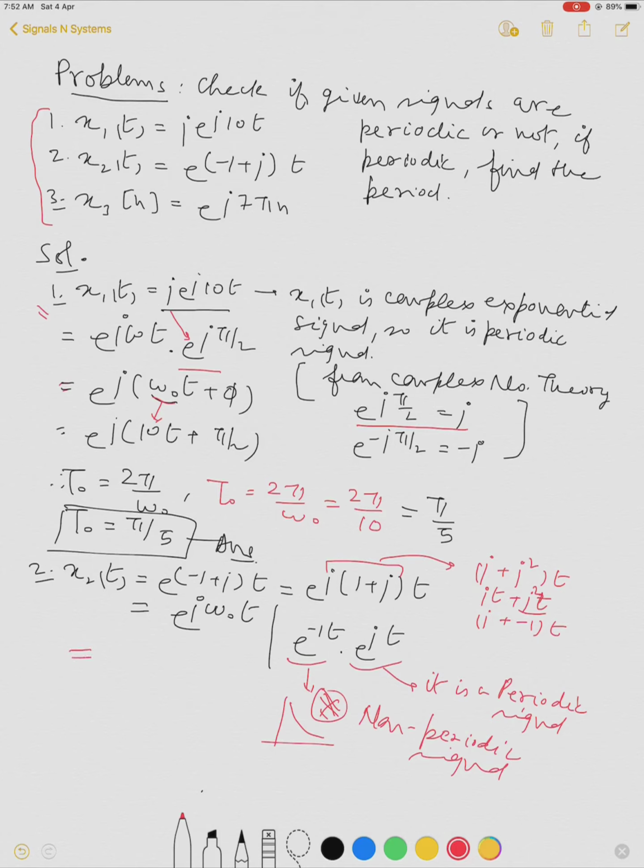So here we can see that a product of a non-periodic and a periodic signal gives that x2(t) is a non-periodic signal, and once it is non-periodic we are unable to find the period of this signal. So x2(t) is non-periodic.